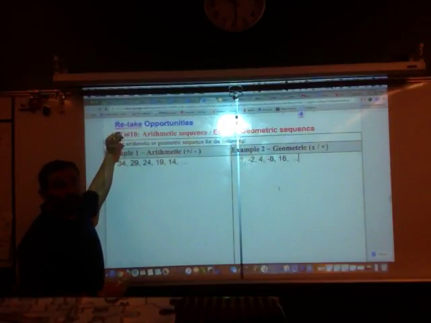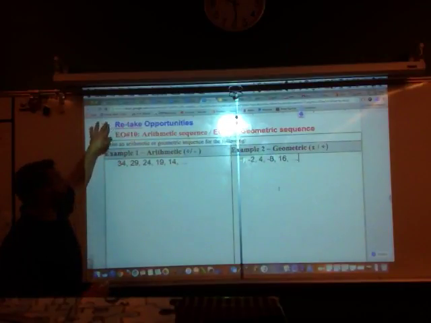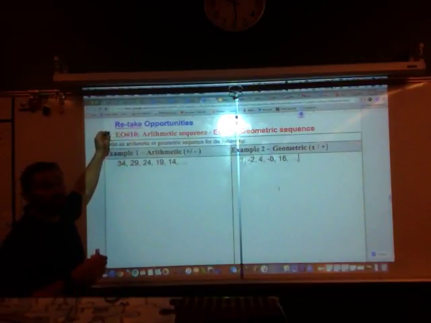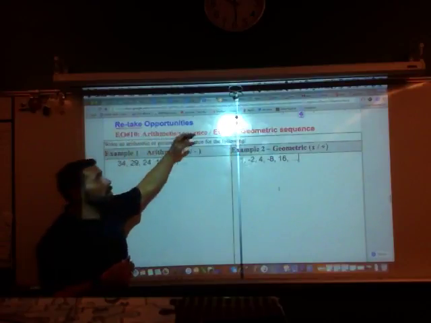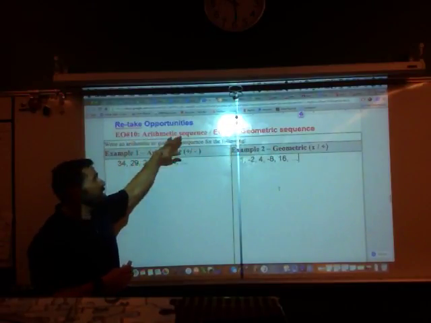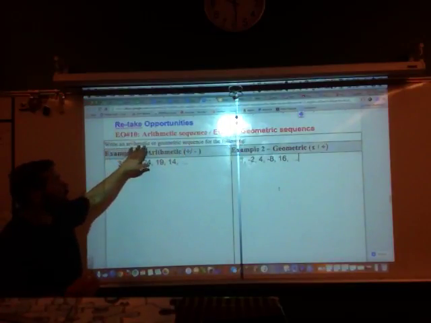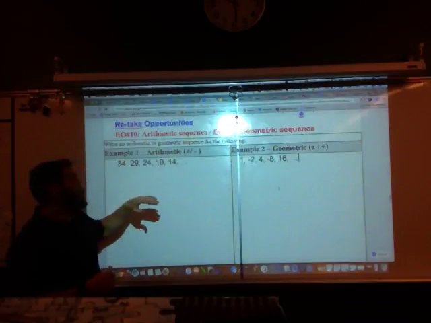Again, there's that glare, so use that document. It's on Google Classroom. This is a retake opportunity. We are actually going to get a chance on this test to retake EO 10 and EO 11, which is arithmetic sequences and geometric sequences. So write an arithmetic and geometric sequence for the following.